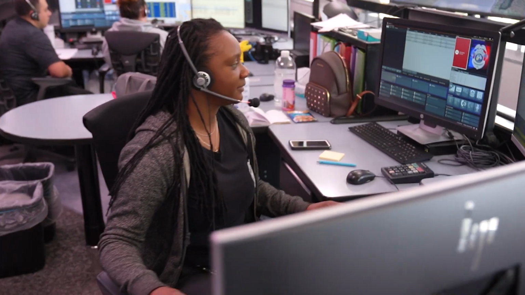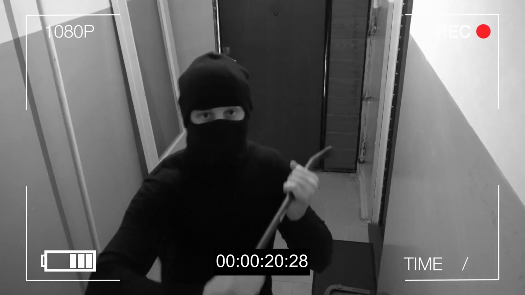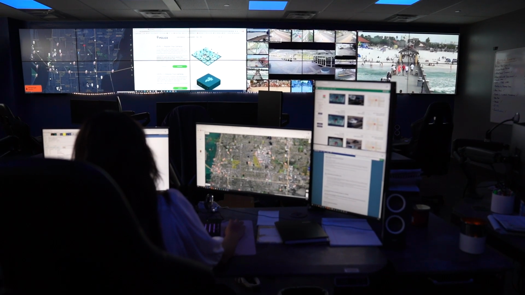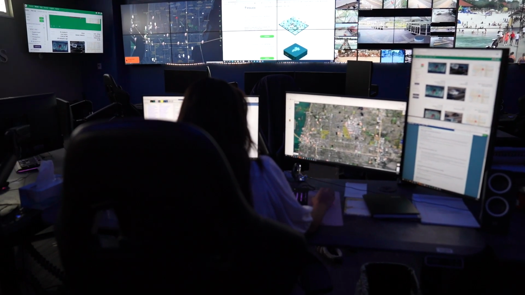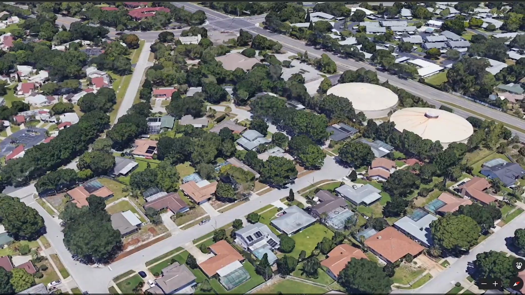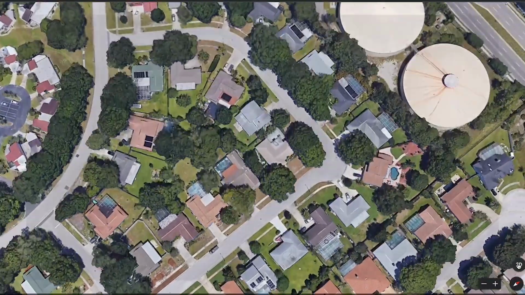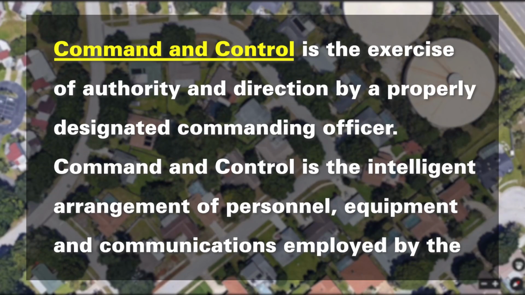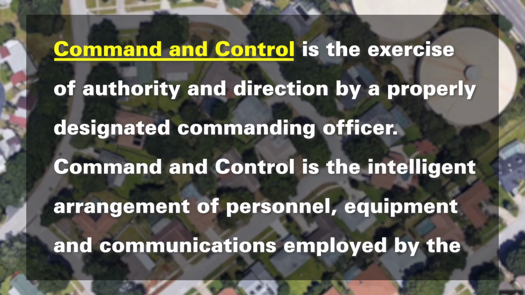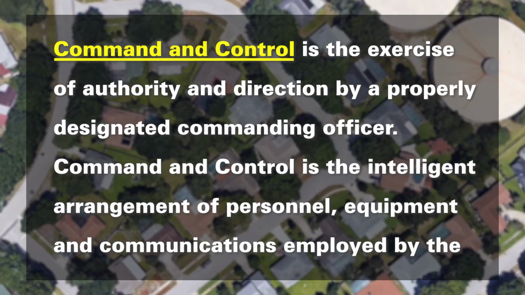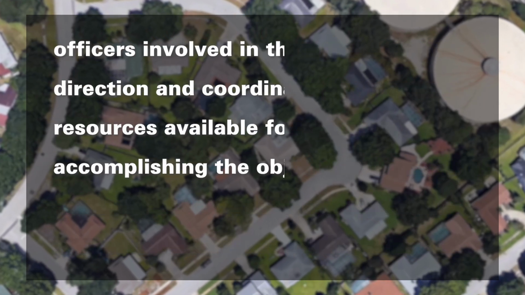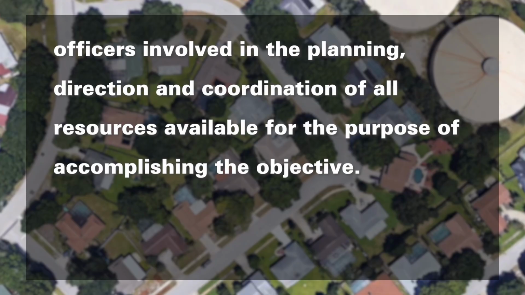Command and control. In the event of a confirmed armed barricaded subject, a burglary in progress, a subject fleeing on foot from a vehicle stop, and other similar calls, the process known as command and control will be established. Command and control is the exercise of authority and direction by a properly designated commanding officer. Command and control is the intelligent arrangement of personnel, equipment, and communications employed by the officers involved in the planning, direction, and coordination of all resources available for the purpose of accomplishing the objective.